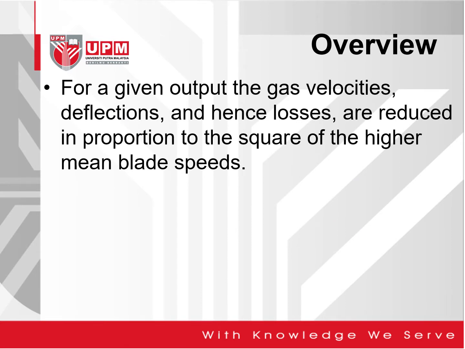To continue, for a given output, the gas velocities, deflections, and losses are reduced in proportion to the square of the high mean blade speed. So it is interrelated. The gas velocity, deflections, as well as the losses are reduced in proportion to the square of the high mean blade speed.